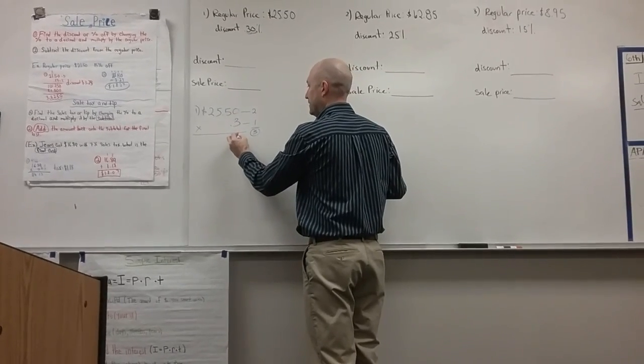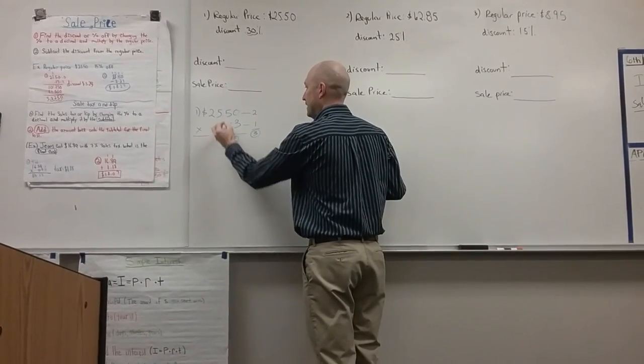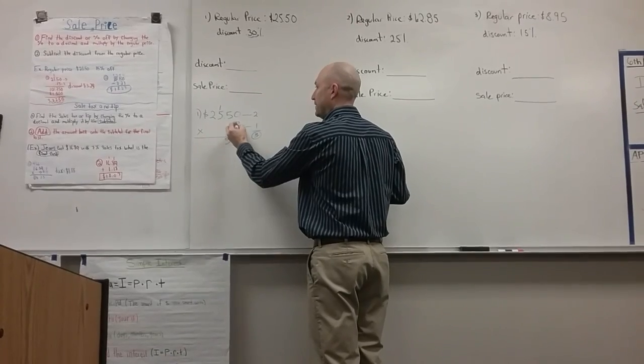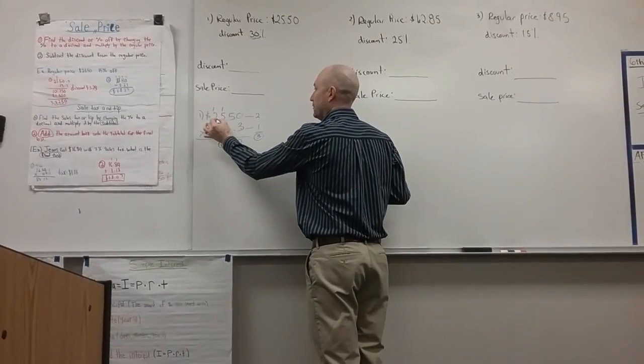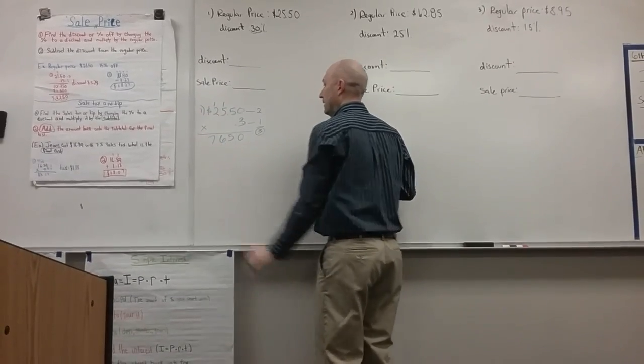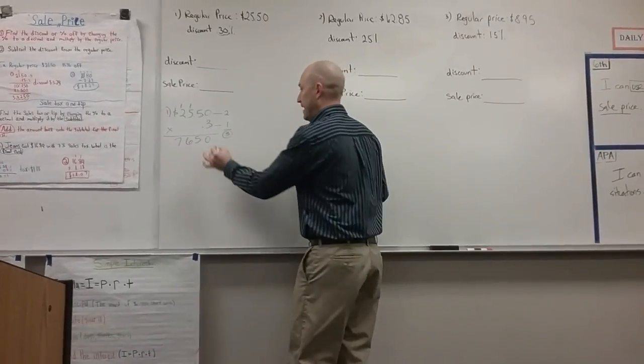3 times 0 is 0. 3 times 5 is 15, carry the 1. 3 times 5 is 15, plus 1 is 16, carry the 1. 3 times 2 is 6, plus 1 is 7. And I'm going to put 3 decimal places back in.